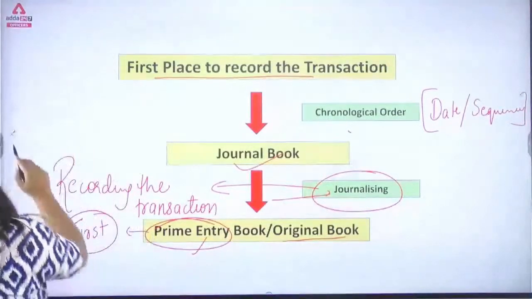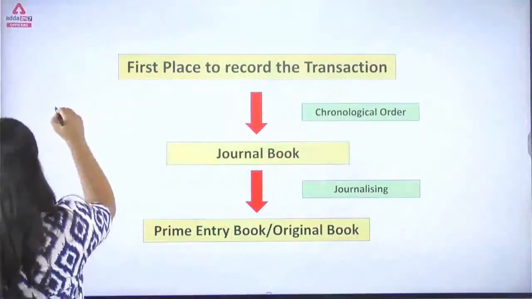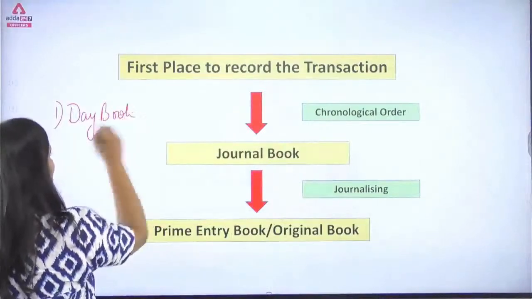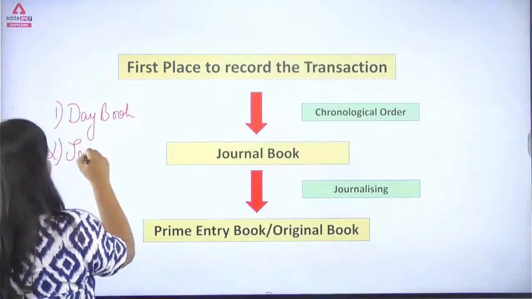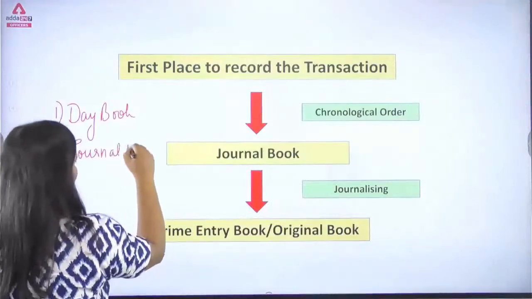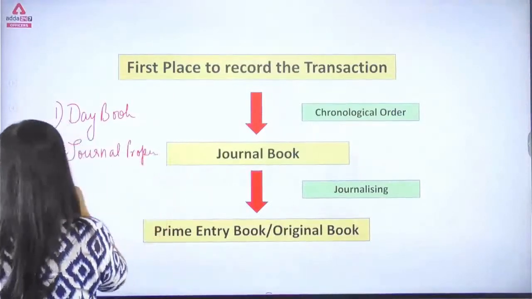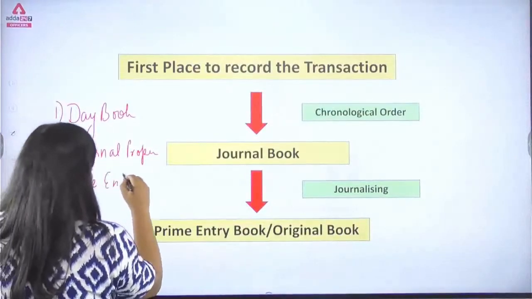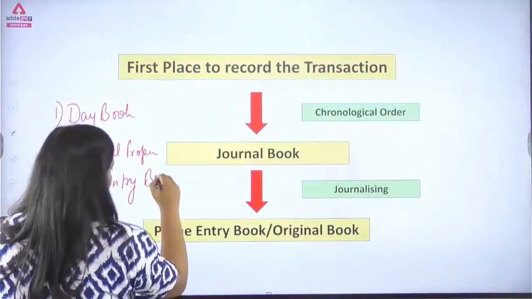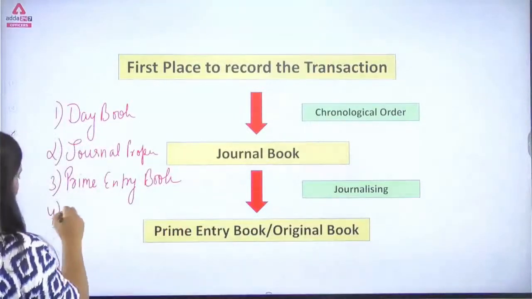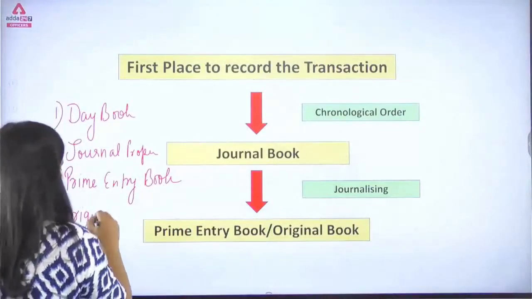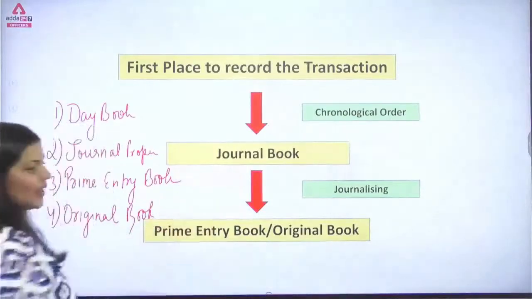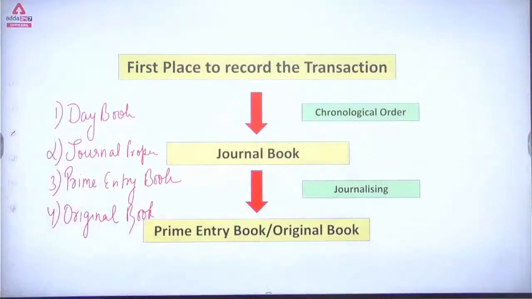So the journal book has these many names. Number one, it is also called the day book. Number two, journal proper. Number three, are these names clear? Any doubt?